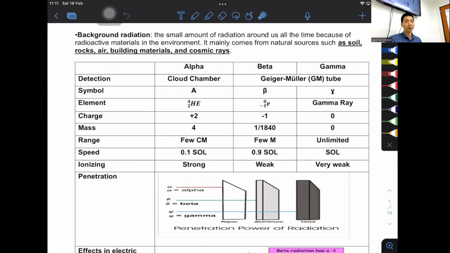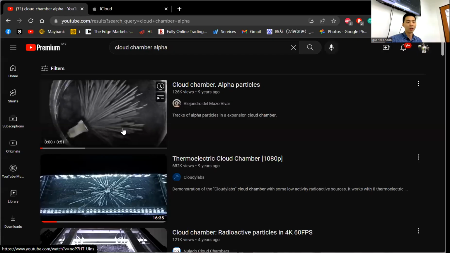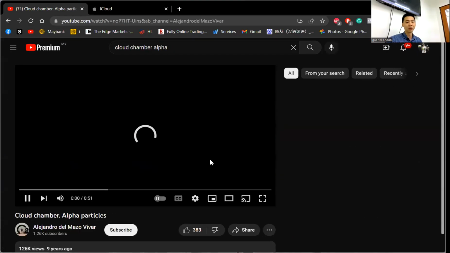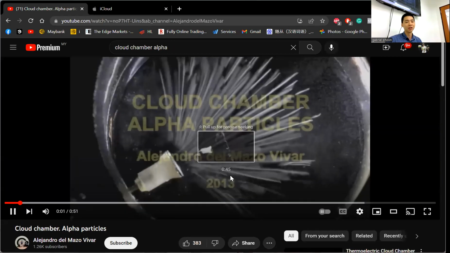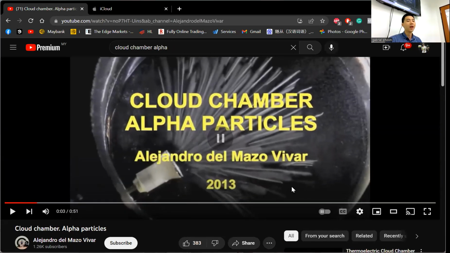And for those who have absolutely no idea what a cloud chamber looks like, don't worry, you are not alone. I didn't know what a cloud chamber looks like either when I was your age. But essentially, a cloud chamber looks something like this. It's a very small petri dish, probably the size like this only, right? And then you can see this white color thing here. This white color thing is essentially the alpha radiation source.